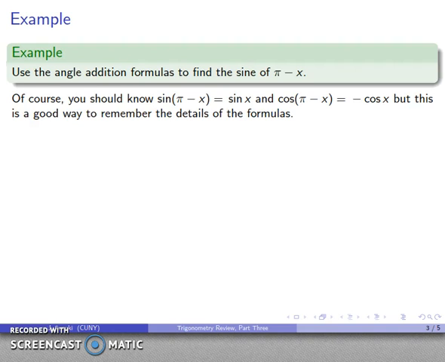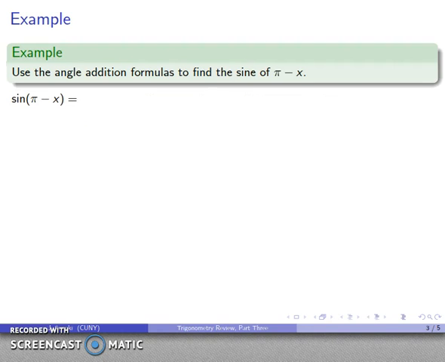But the reason this is useful is that it is a way of remembering the details of the formulas. Everybody remembers what the formulas are vaguely, but sometimes that plus or minus can be a little bit confusing, trying to remember when you do adding and when you do subtracting. So here's a good way of remembering them. Take a situation where we already know what the answer is, and make sure that our formula gives us the same answer.